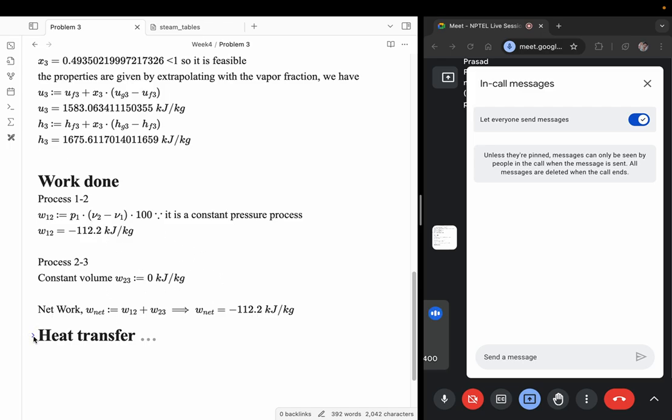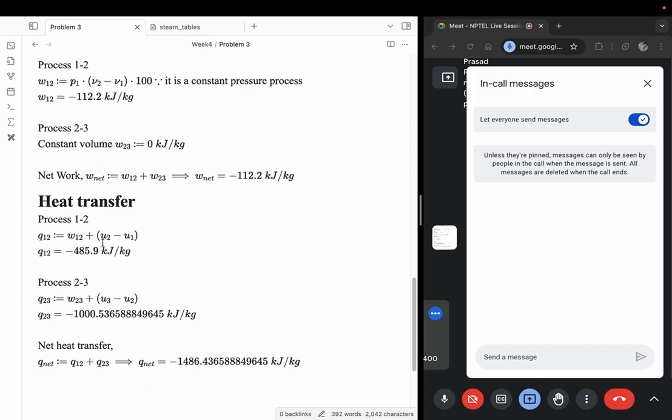Again for the heat transfer, you need to determine the net change in internal energy. If you use the first law, it is del W plus dU. So del W I already have from the previous case, and dU is again U2 minus U1. U2 and U1 properties we've already calculated before, so it's a straightforward substitution that you need to do.